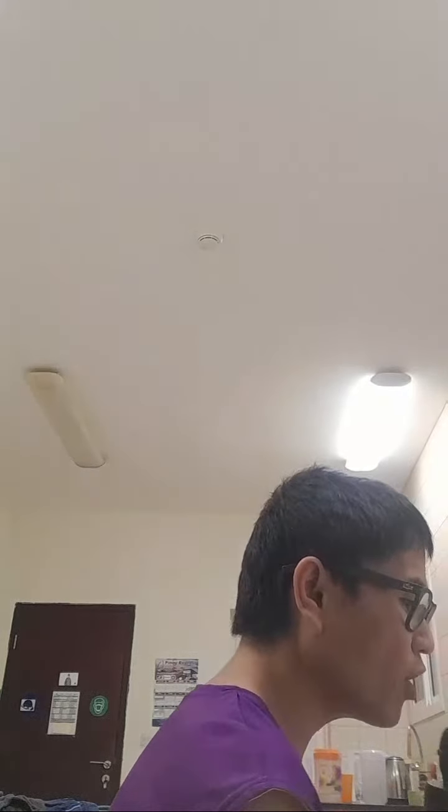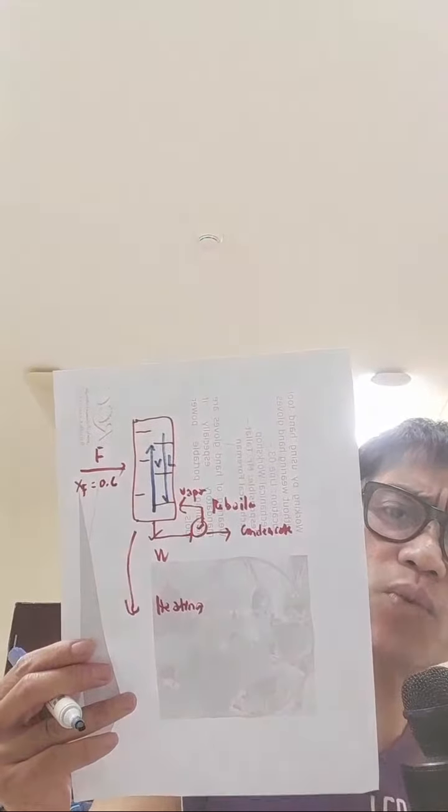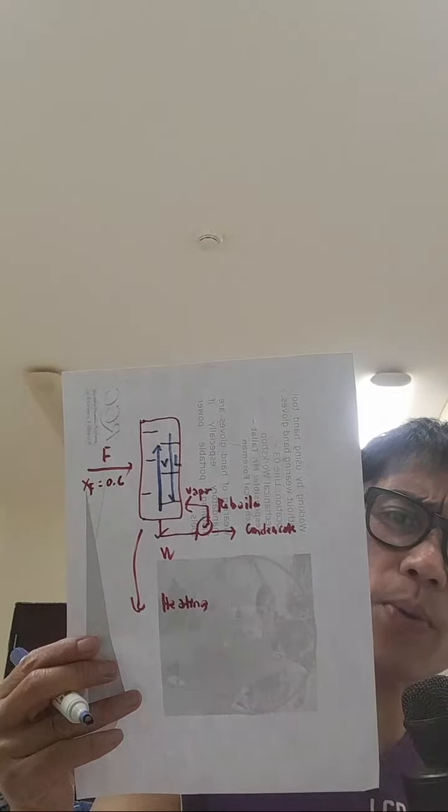Okay? So now we draw the overhead product. And now we have here, as I'll show you, the vapor will go up. This is letter V. And then the liquid will go down. This is L. Okay? The liquid will go down, the vapor will go up.